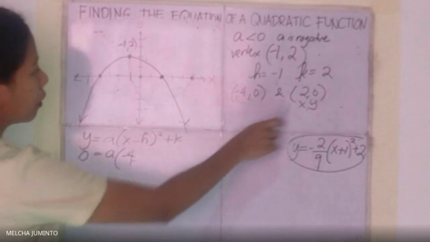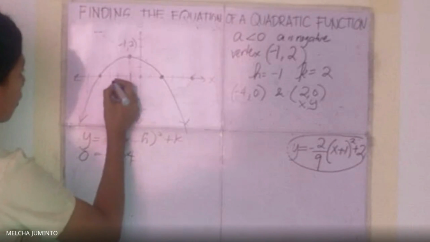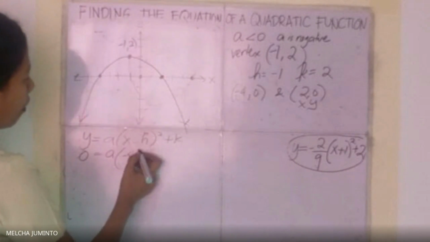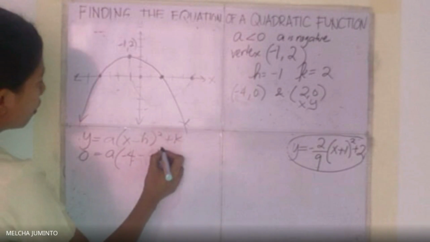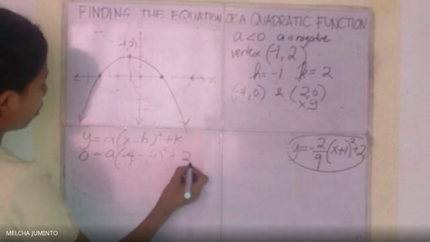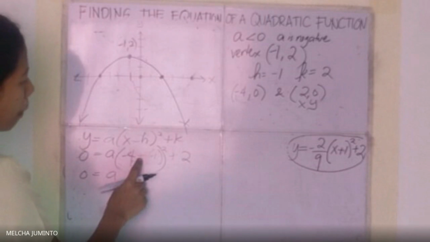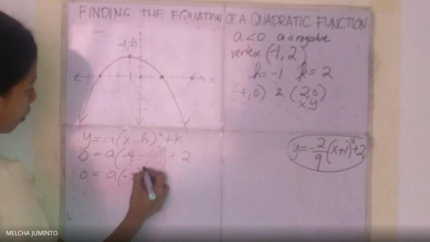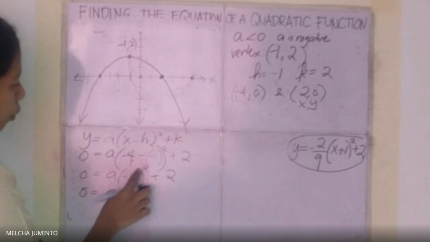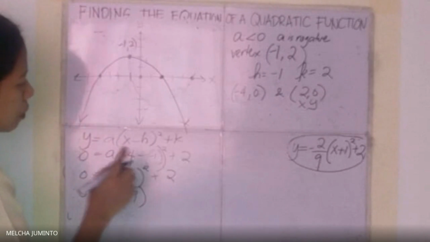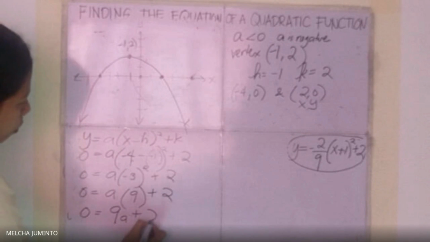Okay. A while ago, x was 2. This time I will be using negative 4. Anyway, it is just the same as the other one. And then minus negative 1, it will be minus negative 1 squared plus 2. 0 equals a times negative 4 minus negative 1, which is negative 3 squared, plus 2. Negative 3 squared is 9, since negative 3 times negative 3 equals 9. Plus 2. 0 equals 9a plus 2.